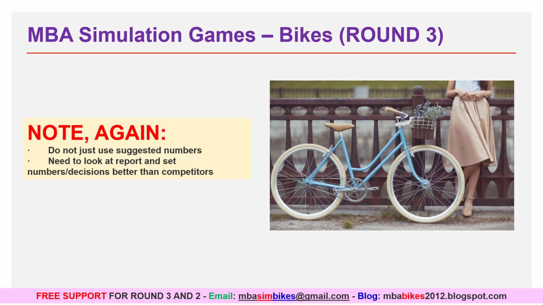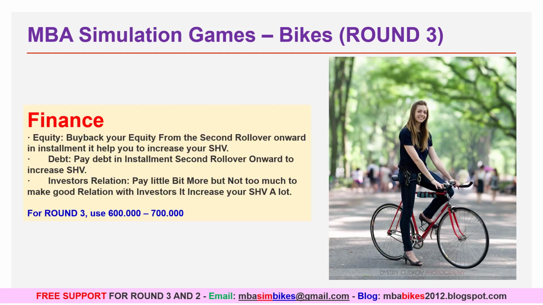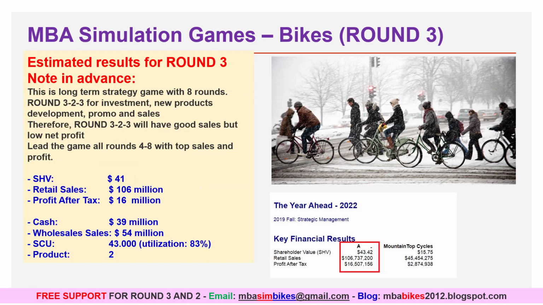So these are the guidelines. If you follow this, you get good results. If you want to get the best round, you need to adjust to be better than competitors this season in the game. And for finance, we can start by buying shares and paying some debt, and also invest in investor relations. Or you can leave that to round 4, pay all debts and increase investor relations by 20% every round.